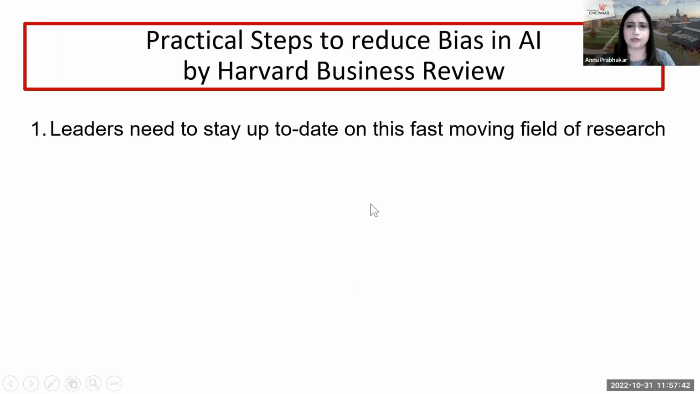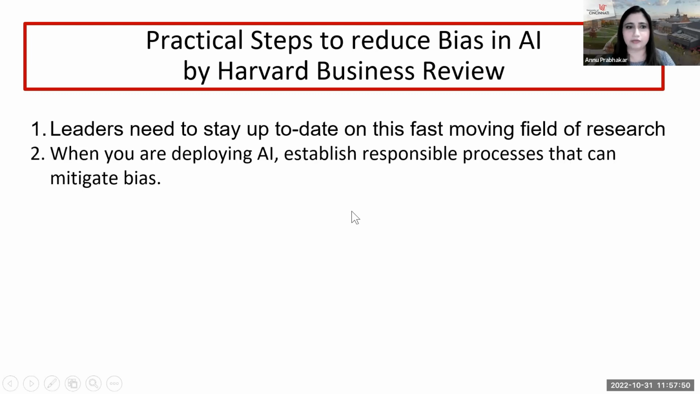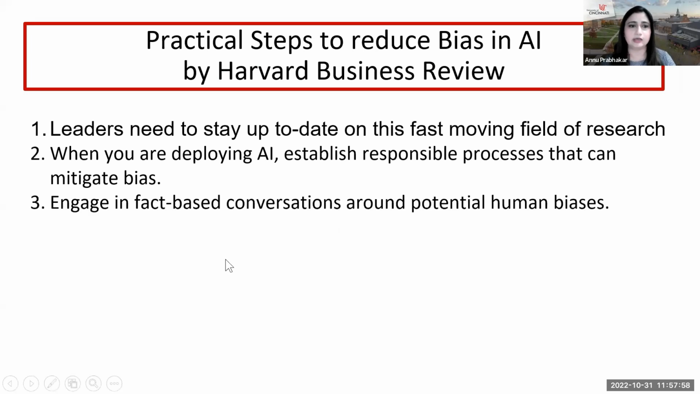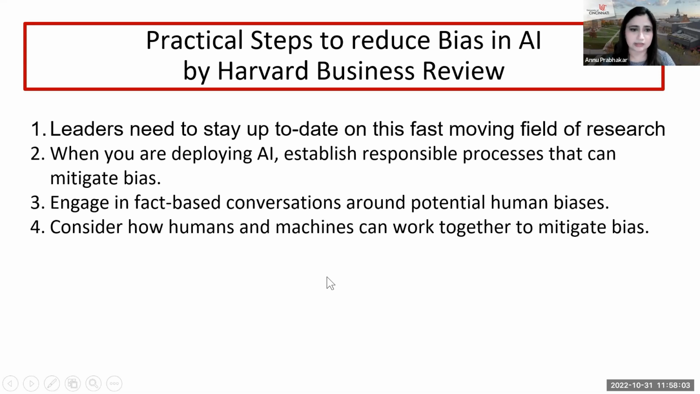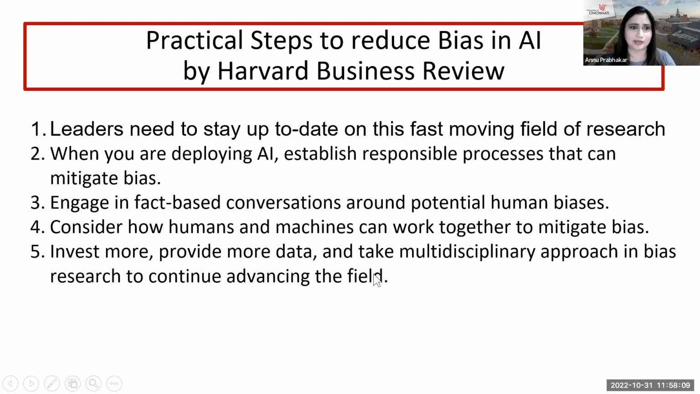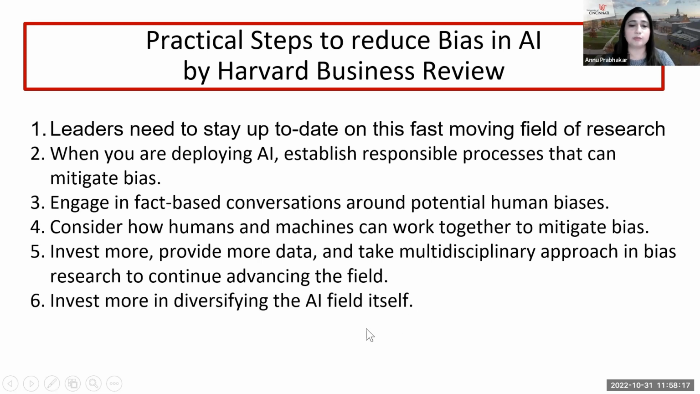So Harvard Business Review is giving some practical steps to reduce bias in AI. Leaders need to stay up to date on this fast-moving field of research. When you are deploying AI, we have to establish responsible processes that can mitigate bias, engage in fact-based conversation around potential human biases, and consider how humans and machines can work together to mitigate bias. We can do that. Invest more, provide more data, and take a multidisciplinary approach. Another thing is to invest more in diversifying the field itself.